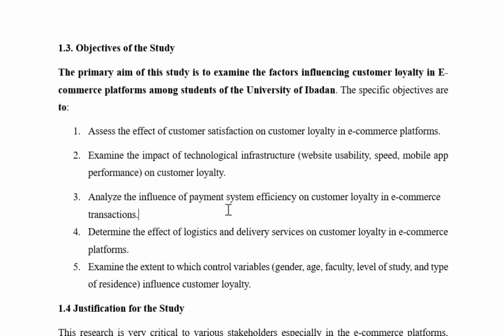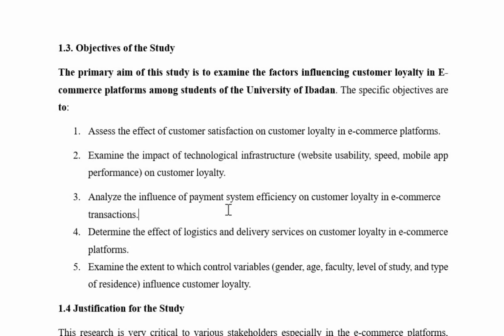Now, that's the primary aim, and the specific objectives to achieve the aim are this. So your objectives must be speaking of your independent variable's effect on the dependent variable. You can see that this one is looking at assessing the effect of customer satisfaction on customer loyalty. The second one is talking about the second independent variable, which is technological infrastructure, on customer loyalty. Another objective, we're talking about another independent variable.